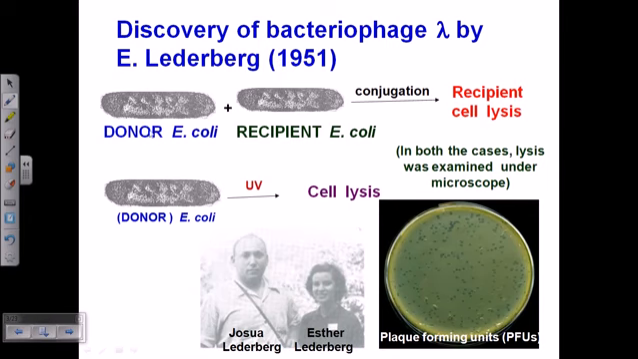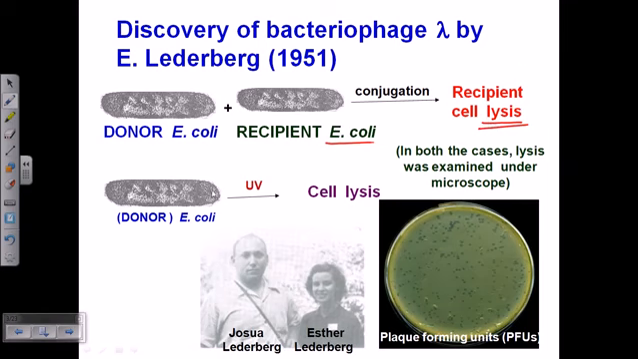Firstly, they took the donor cell, which is E. coli K12. They also put in another recipient cell, which is also E. coli. They allowed these two cells to conjugate with each other by the pilus. After the conjugation, they found that the new recipient cell simply got lysed. Previously the donor cell was not getting lysed, but now after this conjugation, the recipient cell is getting lysed.